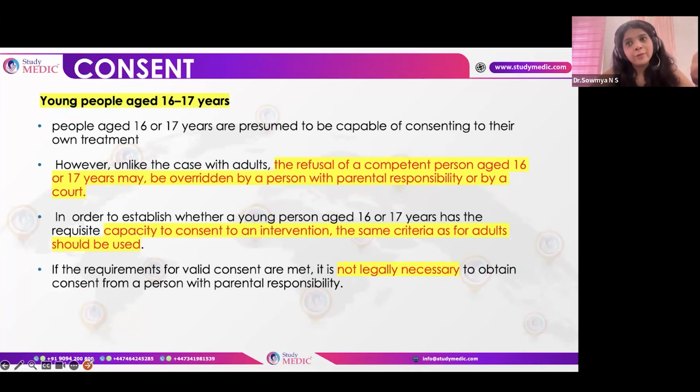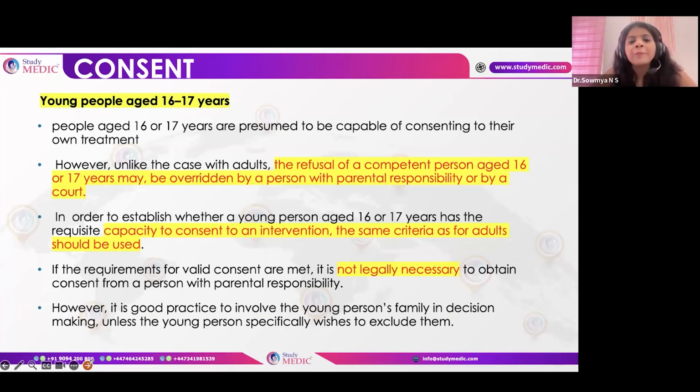If the parent refuses, then you will ask both the parents. If both the parents refuse, then if it is an emergency, you can proceed in the best interest. If it is an elective one, you can do it with a court order. So it is definitely not legally necessary to obtain the consent if the patient has capacity. Yes, but you would always include the patient's family. It's a good practice, right?